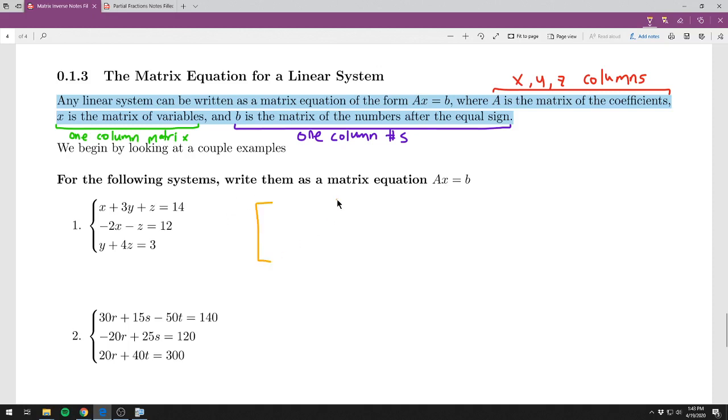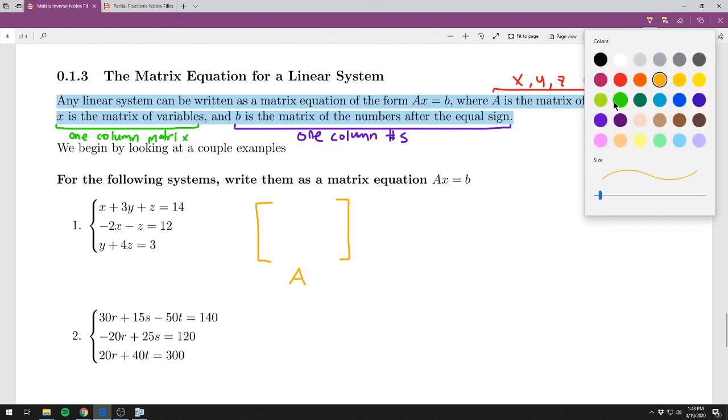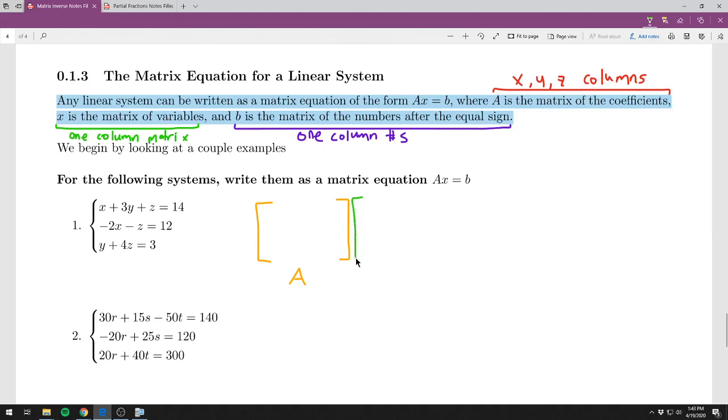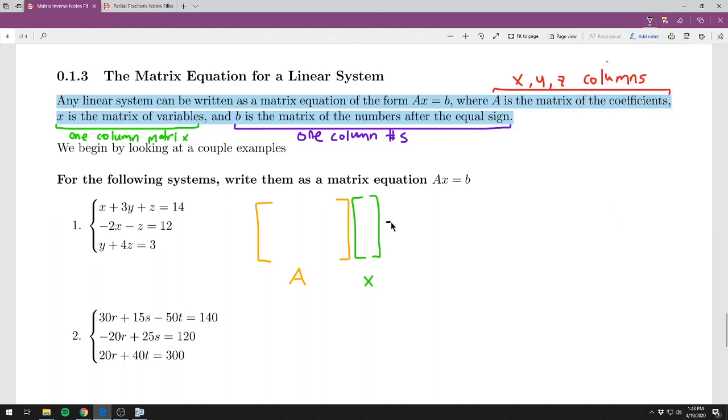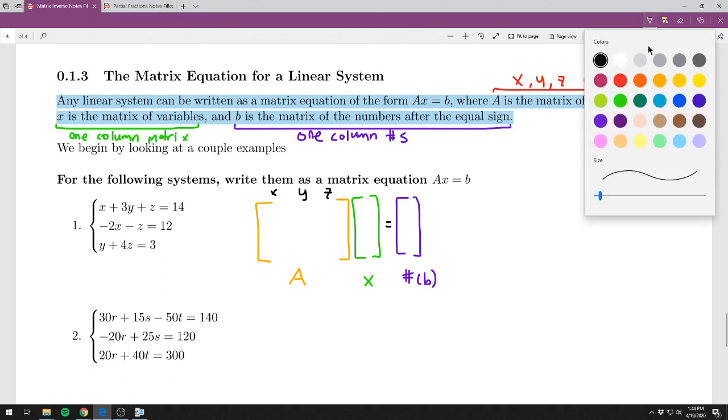So we're going to have our matrix A. We're going to have our one-column matrix X. It's going to look like that, equals. And then over here, we have our matrix B, which is the column of numbers. So you want to go ahead and fill this out. You know how to fill out each one of these parts, well, at least the A and the B part. I'll go through it all though.